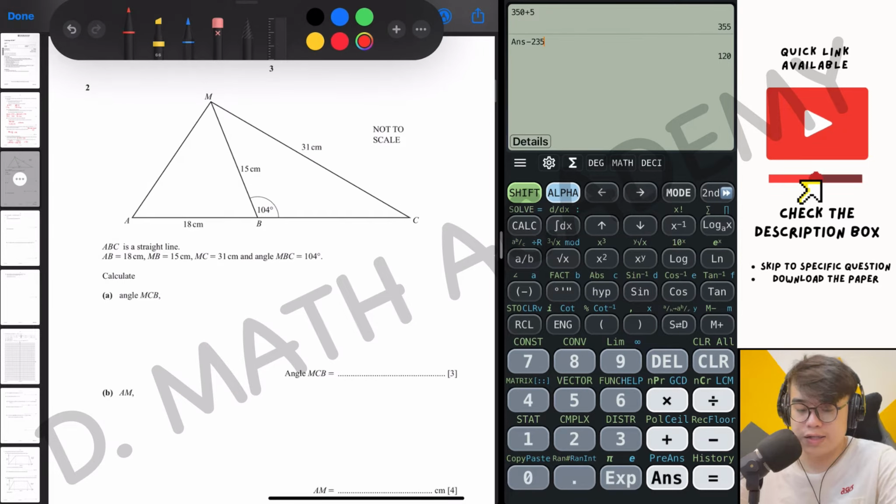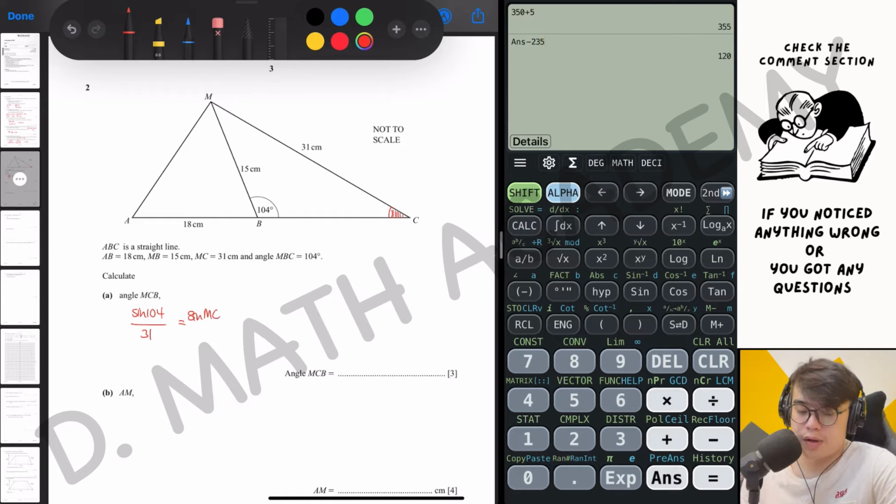Moving on to question 2, they were asking for our angle MCB. To get the result of this question, we'll be using our sine rule, where I have sine 104 compared to its opposite side length, 31, against our sine MCB here, then you have 15 on the other side. So to find the angle MCB, we'll be taking 15 multiplied by sine 104, divided by 31. Kindly take note, to get to the answer immediately, you will have to do sine inverse here.